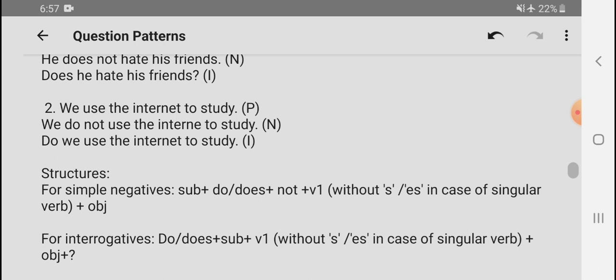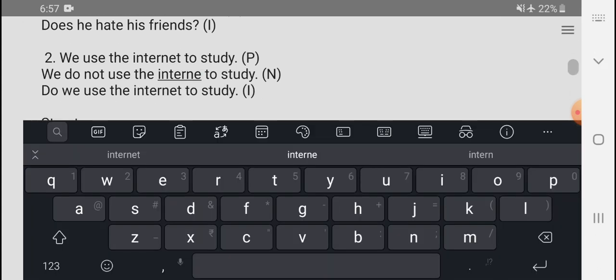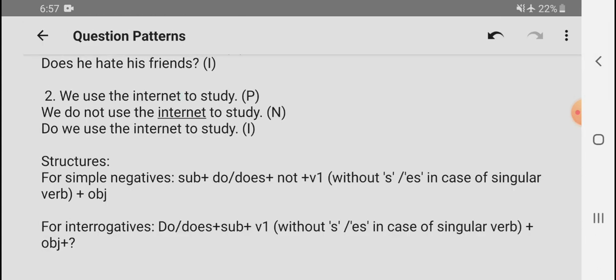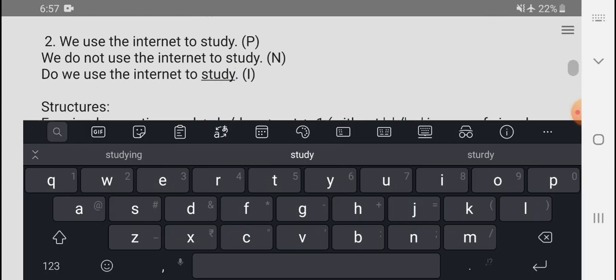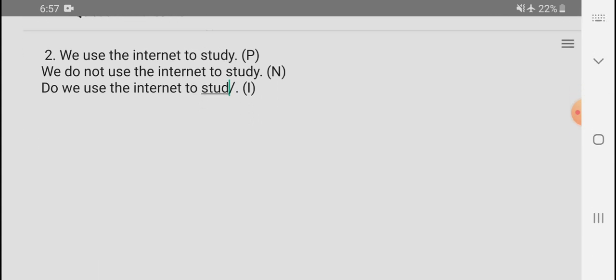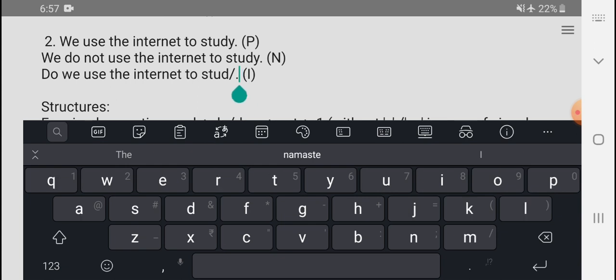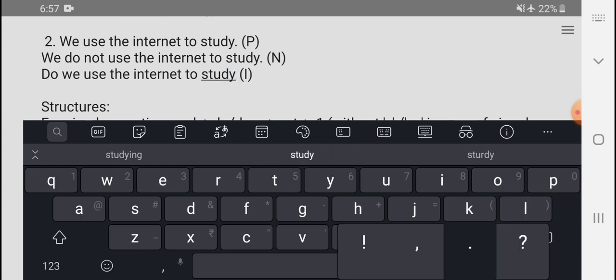Second example, we use the internet to study. This is also in simple present tense, but you can see the verb is plural and the subject is as well plural. So if you have a plural subject, in order to make it a negative or an interrogative sentence, you use do. So we do not use the internet to study. Do we use the internet to study? And then there's going to be a question mark which was not given here.